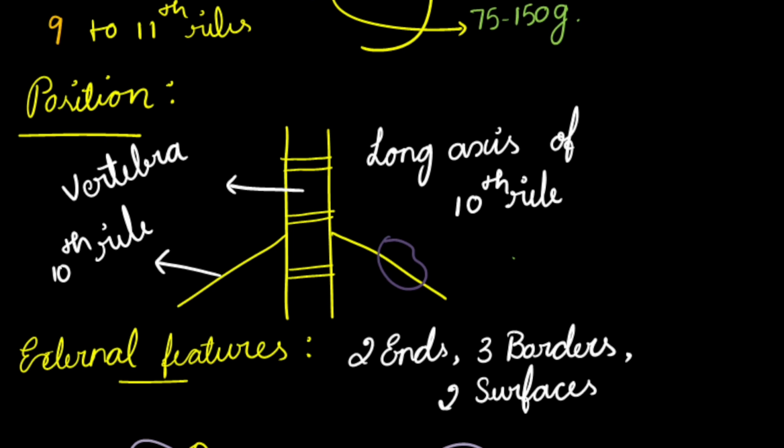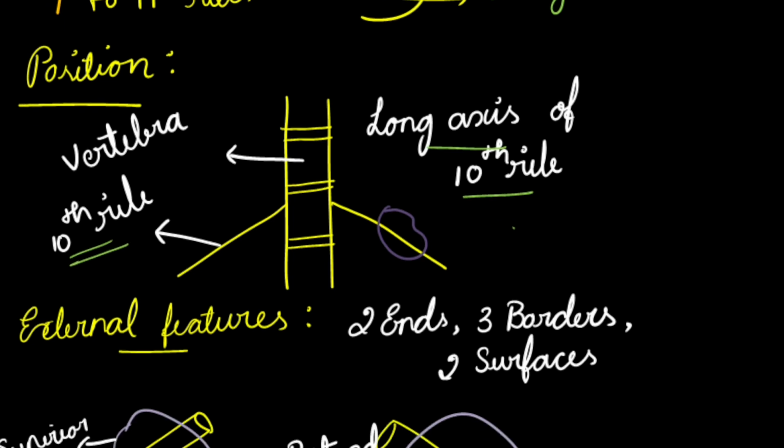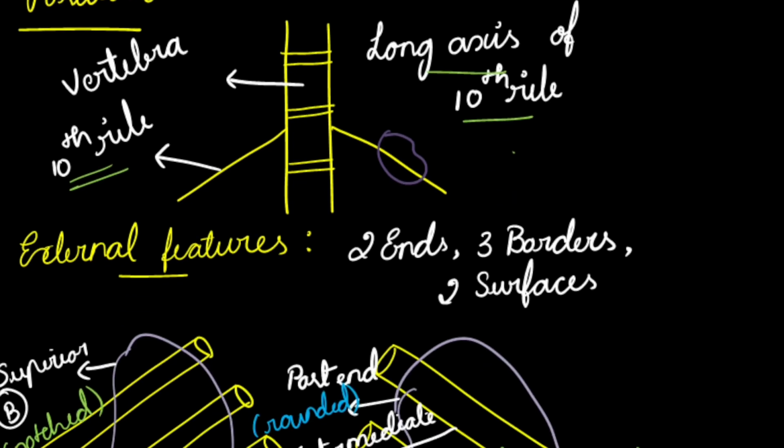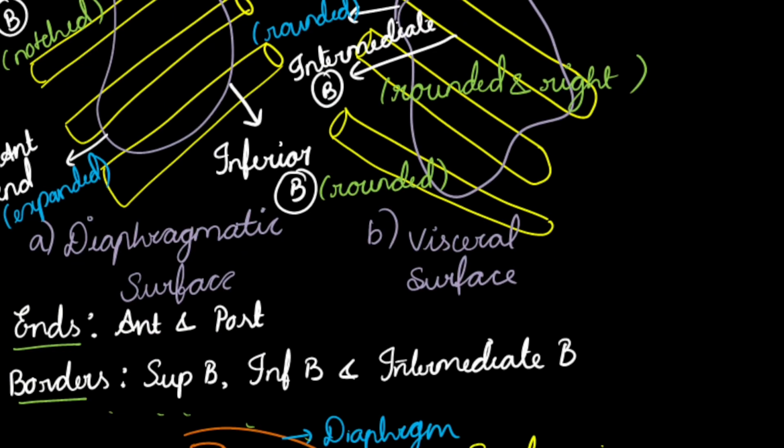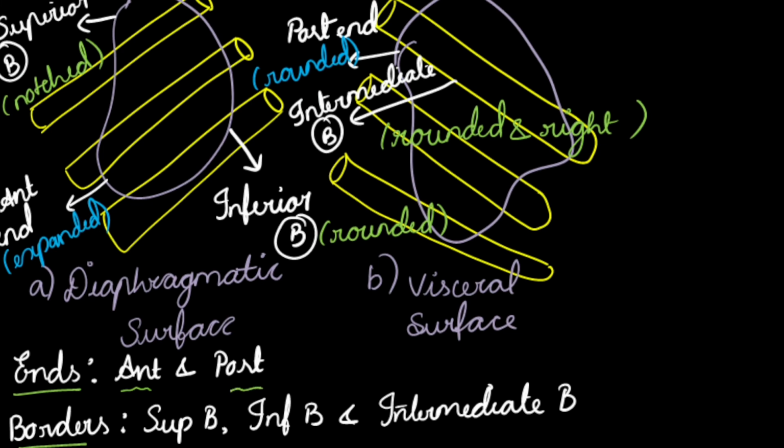Now regarding the position of the spleen, it is located along the long axis of the 10th rib. Regarding the external features, we have 2 ends, 3 borders and 2 surfaces. The 2 ends are the anterior end, which is expanded, and the posterior end, which is rounded. Then come the borders: superior border, inferior border and intermediate border. The superior border is notched, the inferior border is rounded, and then we can see the intermediate border and the visceral surface, which is rounded and directed towards the right side.